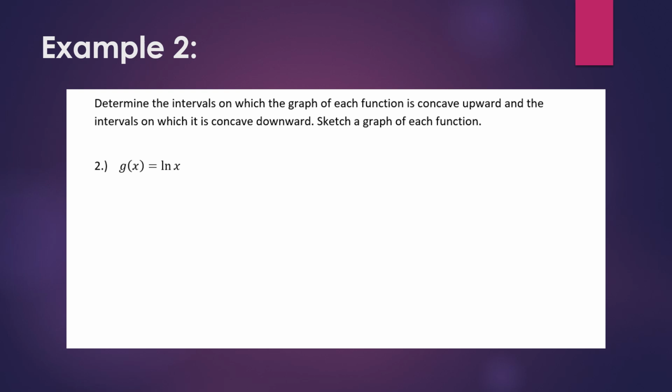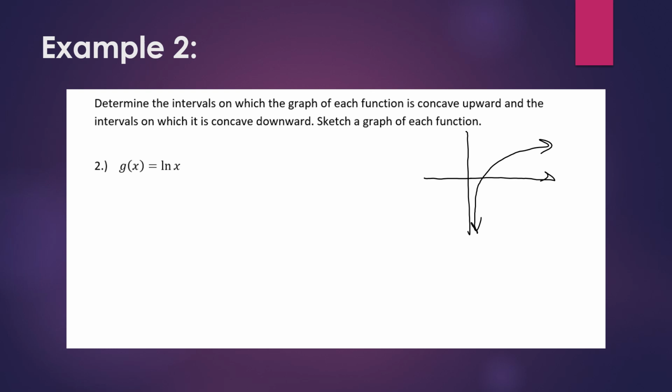So for example 2, same thing as example 1, but this time we're working with ln(x). Now, you might remember what the natural log looks like. We can't be 0. We look something like this, which you might right away be able to tell is concave down. But let's verify it by taking the second derivative.